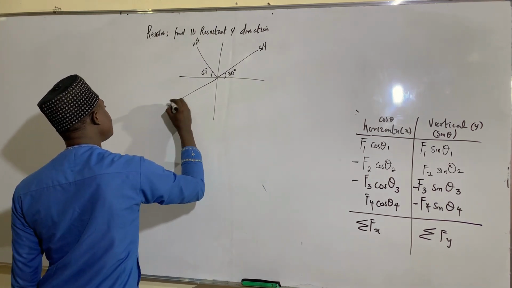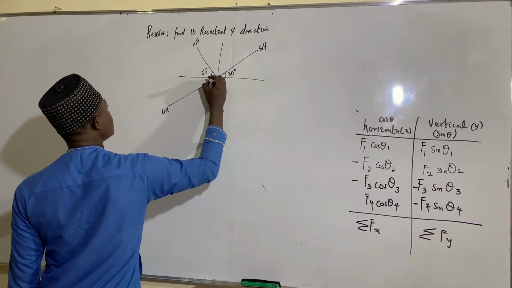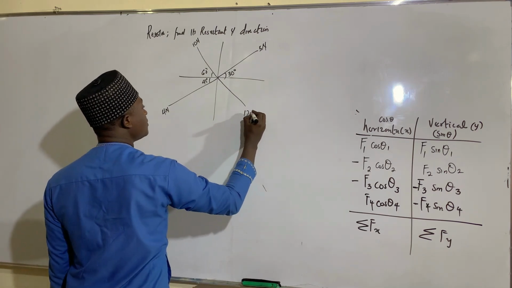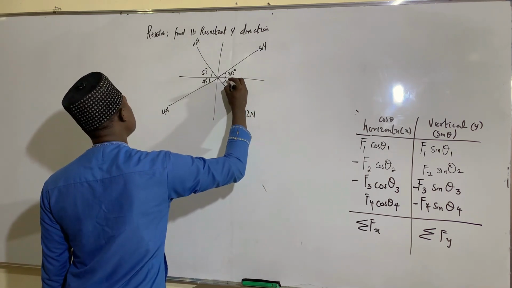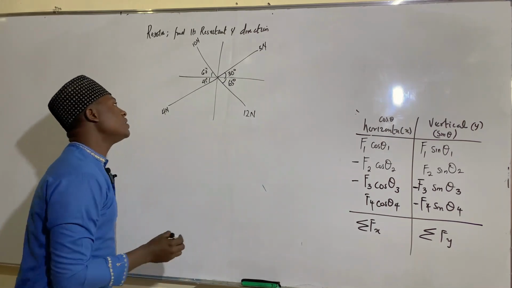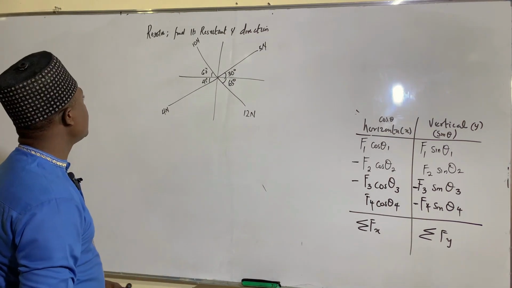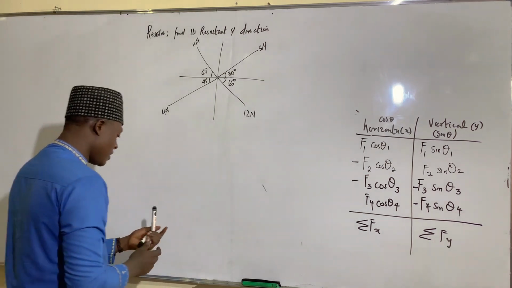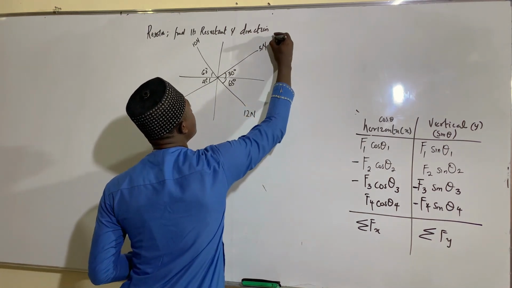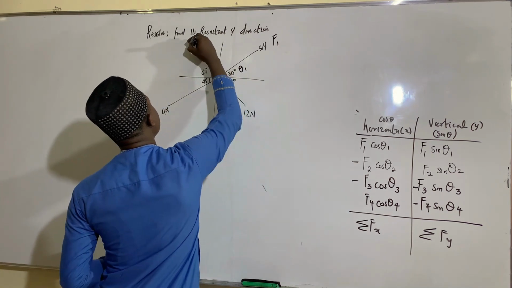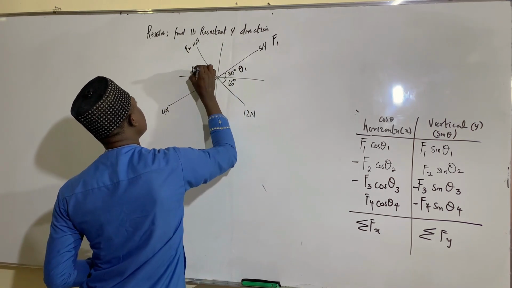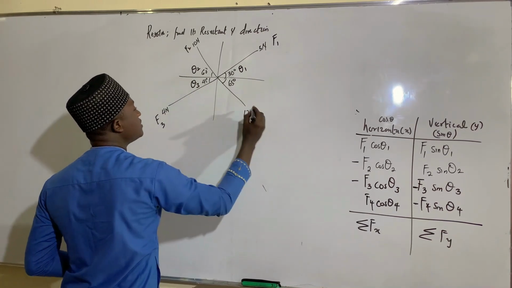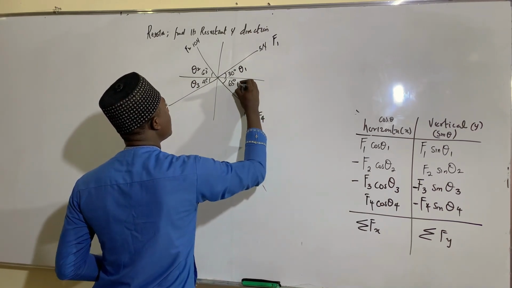Let's say we have 4 Newton. We have 45 degree. Let's say we have 12 Newton, and we have let's say 65 degree. So now we are asked to find the resultant at the same time its direction. So I can label them anyhow I like. I can say this is my F1, this is theta 1, this is F2, this is theta 2, this is F3, theta 3, F4, and theta 4.